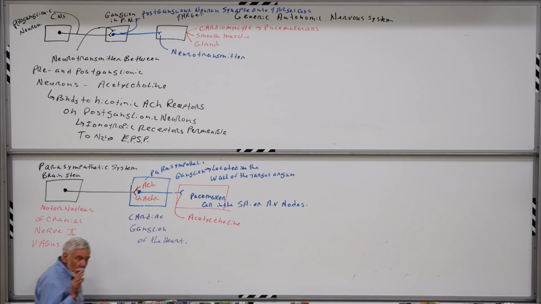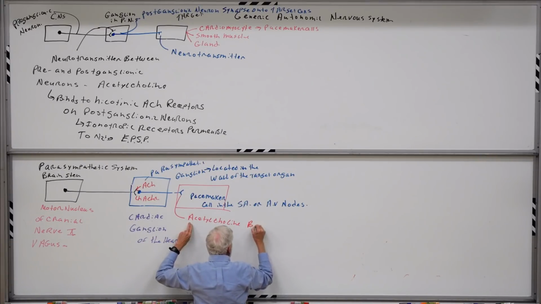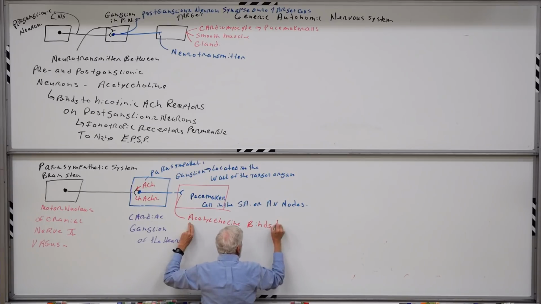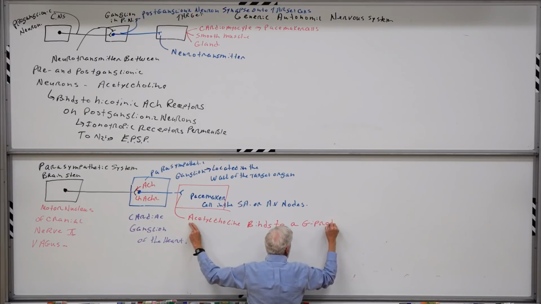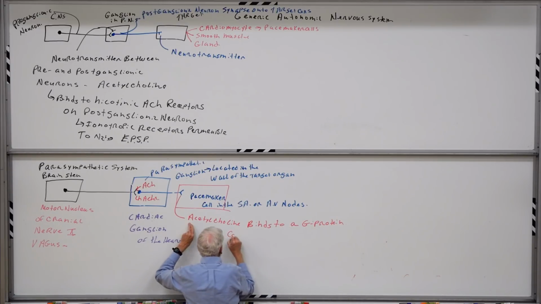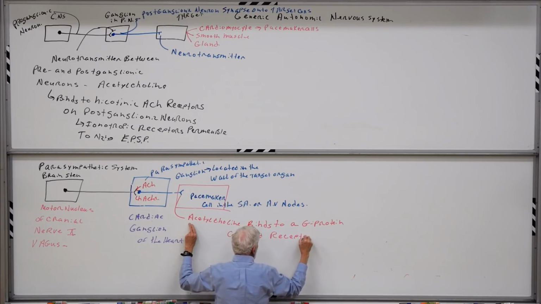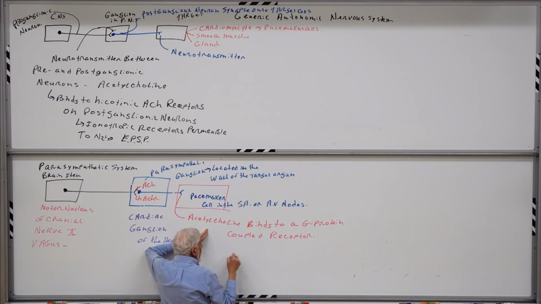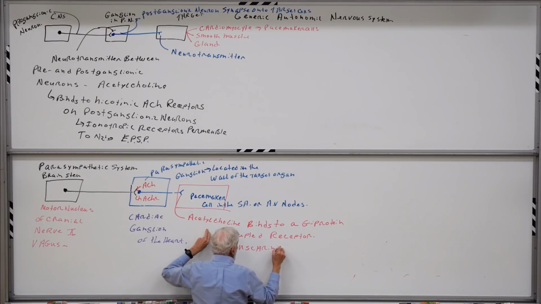Now, things begin to change. At this point, back here in the sympathetic ganglion, the neurotransmitter acetylcholine binds to nicotinic acetylcholine receptors, but here, acetylcholine binds to a G-protein coupled receptor. This G-protein coupled receptor has the name muscarinic receptor.